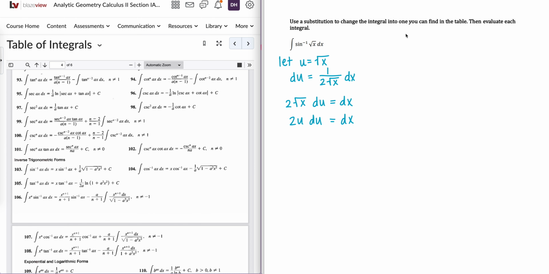Armed with this information, I'm going to go back up here and rewrite it. So now I've got inverse sine of u, and dx is equal to 2u du.